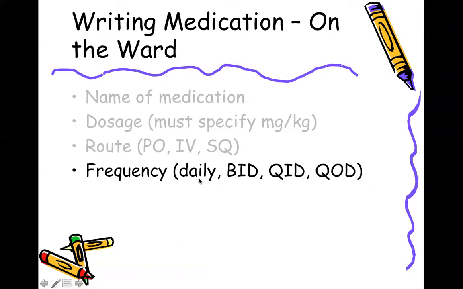So daily would be once a day. BID would be twice a day. QID implies 4 times a day, and QOD would imply every other day, once every other day. There is a difference between, say, BID and Q12 hours, or QID and Q6 hours. There's one that's not written here, which is TID, which would be similar to Q8 hours. There is a difference, though, why you would choose to write QID for a medication rather than Q6 hours.